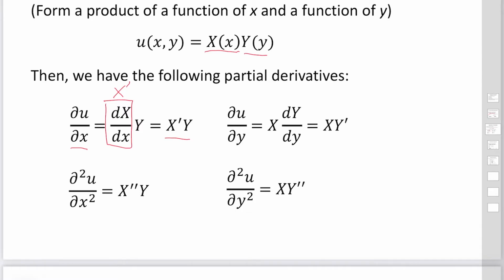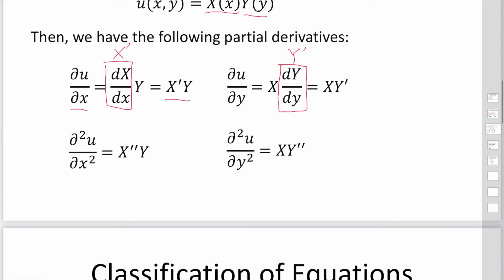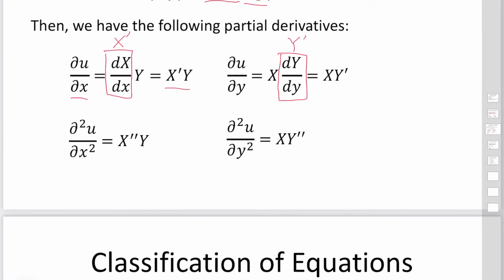And the first derivative of u with respect to y, we do the same. Capital Y is a function of y alone, so we consider the derivative of Y with respect to y. So this is expressed Y prime. So the partial derivative with respect to y is expressed capital X and capital Y prime. We do the same for the second derivatives. Second derivative of u with respect to x becomes X double prime Y. And second derivative of u with respect to y is expressed X Y double prime.